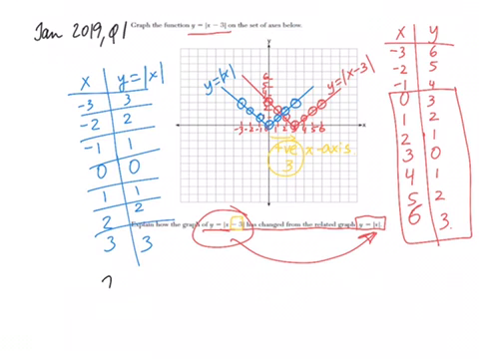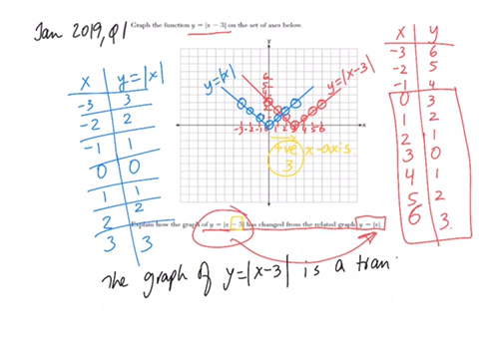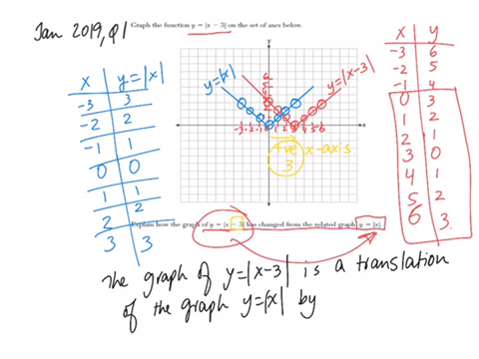So that's what we will write. We will say that the graph of y is equal to absolute x minus 3 is a translation or movement of the graph y is equal to absolute x by +3 units in the x-axis or horizontally. Okay? So that's what we get over here.